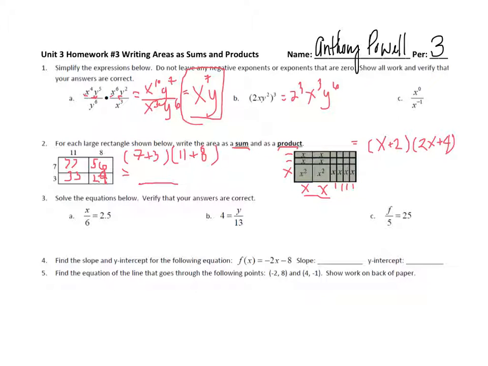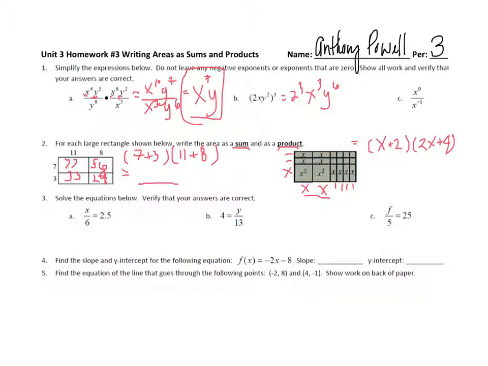Okay, let's look at 3. It says solve the equations below and verify that your answers are correct. In each of these 3 instances, our variable is being divided by something. So, what do we need to do to get rid of a divisor? Well, we have to multiply. We have to do the opposite of division.